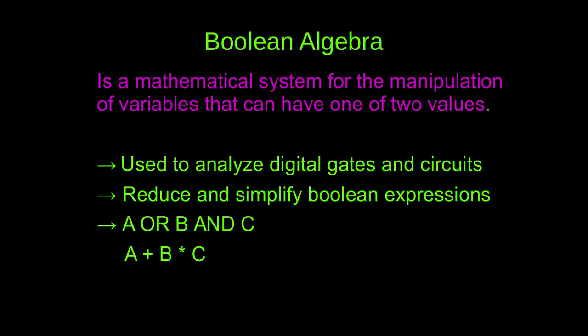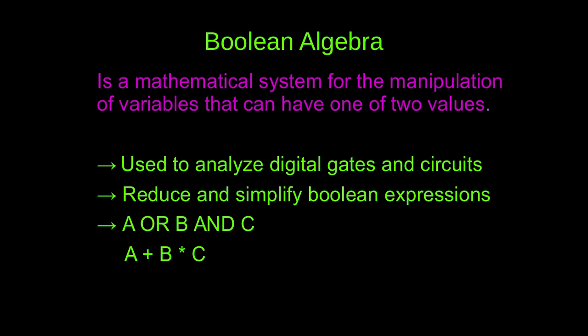What can we do now? It's used to analyze digital gates and circuits, and we're going to see what digital gates and circuits are. We analyze them. Reduce and simplify Boolean expressions. If we can reduce them and simplify them, we gain what? Performance, less memory, and price. And those 3 are really important in computer science: price, memory, and speed.